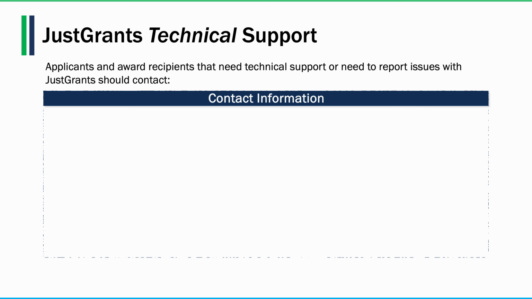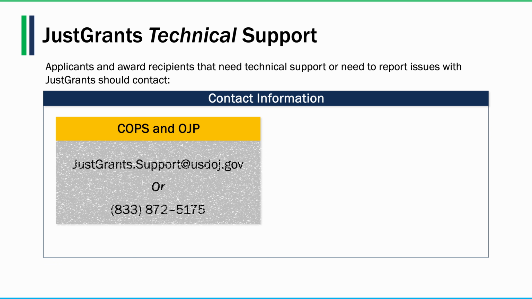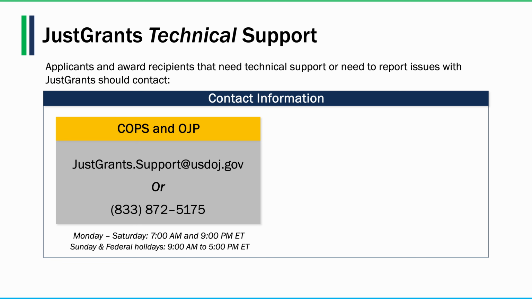To contact the COPS and OJP technical support desk, you can send an email to justgrants.support@usdoj.gov. You can also call 833-872-5175 Monday through Saturday between 7 a.m. and 9 p.m. Eastern Time, or between 9 a.m. and 5 p.m. Eastern Time on Sunday and federal holidays.